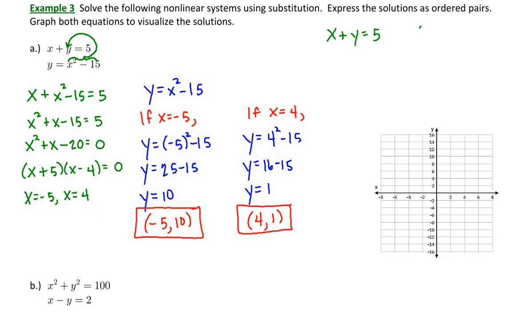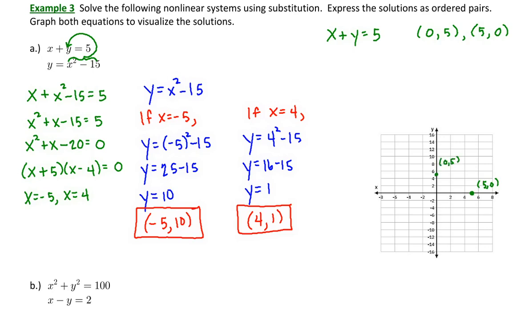So notice, if we set x equal to 0, y would be equal to 5, and if we set y equal to 0, x would be equal to 5. You can also rewrite it in mx plus b form and use slope and y-intercept to graph it as well. So we're going to plot our x-intercept at (5, 0), and our y-intercept at (0, 5).